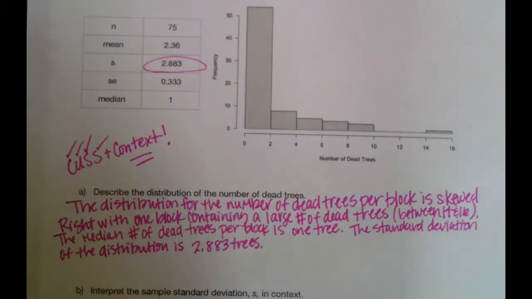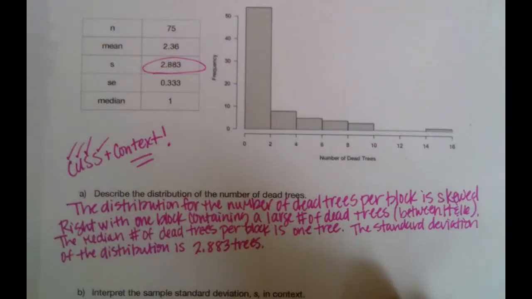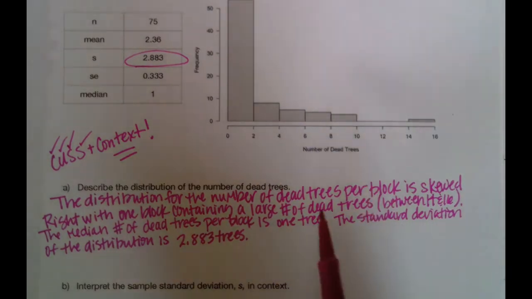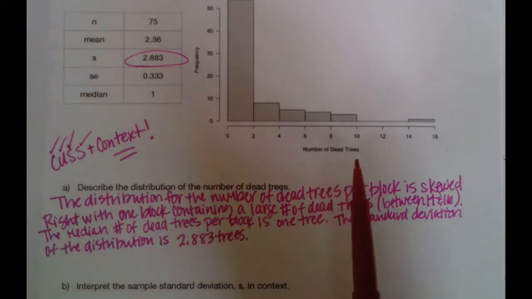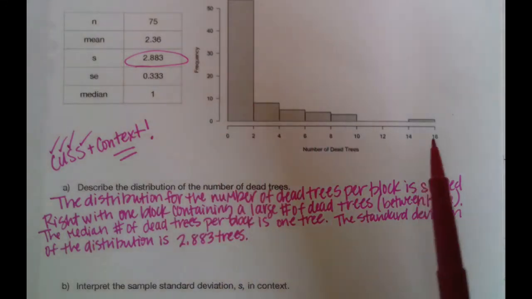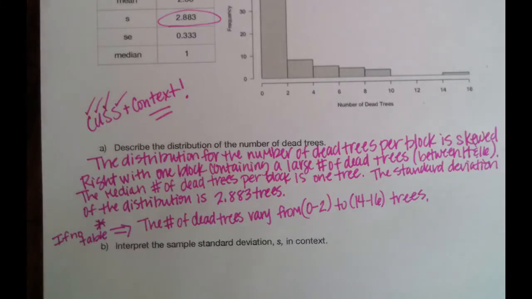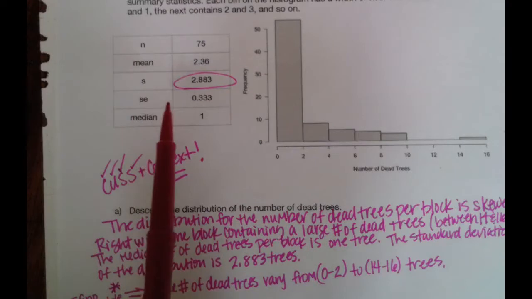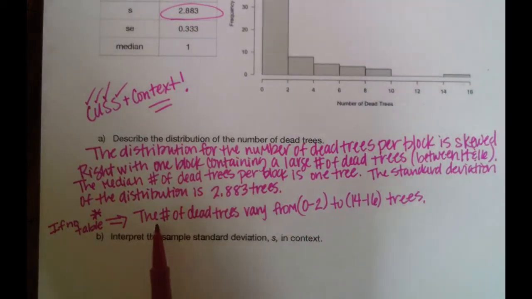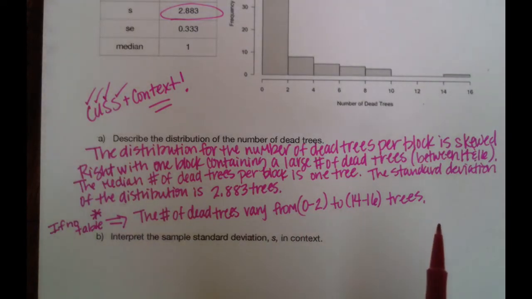If you don't see that, or let's just say if that wasn't there, you would have to use something about the variability. And you would need to say something like the number of dead trees varies from 0 to 2 to 14 to 16, because you don't know exactly how many. So if this was not here and you had to say something about the variability, I would say the number of dead trees varies from 0 to 2 to 14 to 16 trees.